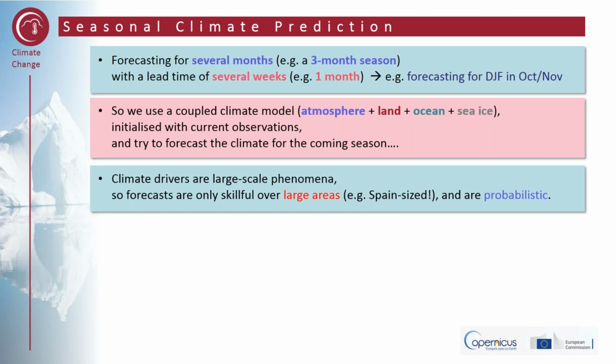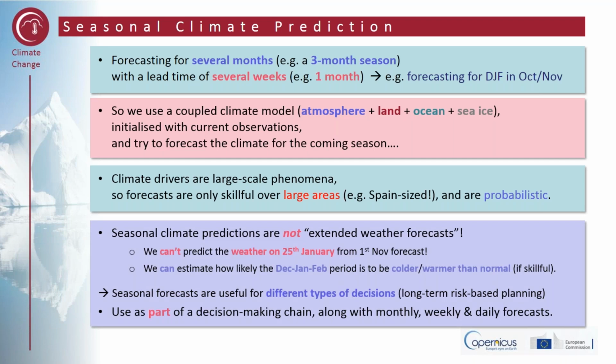Because these climate drivers are large-scale phenomena across the globe, our forecasts are only going to be skillful over fairly large areas. So thinking about Europe, we're talking about areas about the size of Spain or Germany or Britain or Poland, that sort of size. And they're probabilistic. I don't want to labour the point too much, but it's important that we don't think of seasonal forecasting like extended weather forecasts. It's not just like a normal weather forecast, but with a really long lead time.